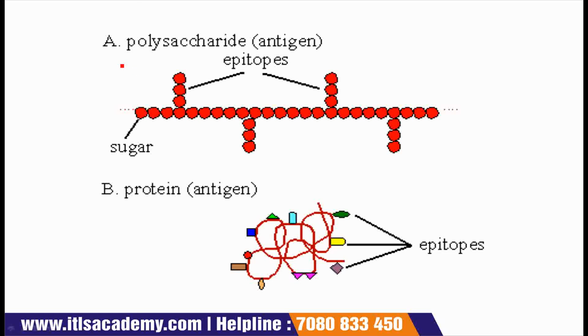You can see this is the structure of an antigen, or we can say this is a structure of polysaccharide. You can see these are sugar molecules. This is a polypeptide chain. This is sugar molecule, and these are epitopes. This is a structure of polysaccharide antigen. As we know that saccharide means sugar moiety, so polysaccharide antigen will contain sugar. Here this is protein antigen, and this will also contain epitopes, but there is no sugar moiety present.